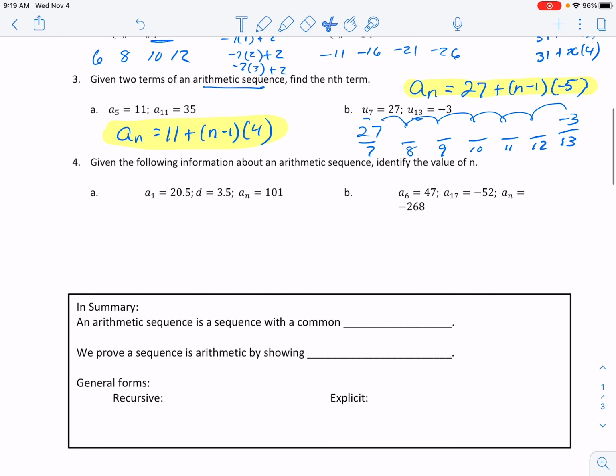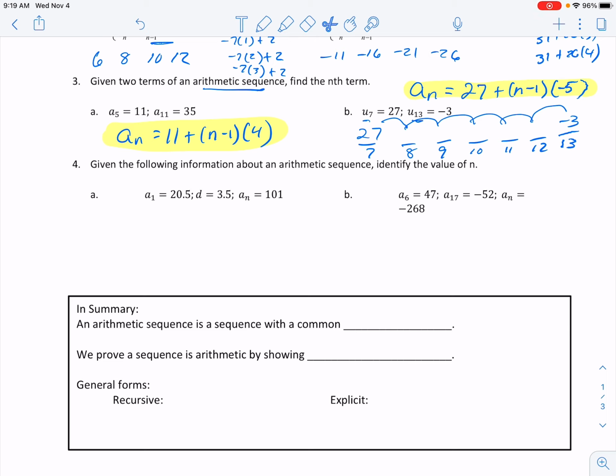All right, given the following information about an arithmetic sequence, identify the value of n. All right, so now what do we do? We know the first term is 20.5. And the formula tells me n minus 1. I don't know n, but we know this is 3.5 equals 101. So 101 minus 20.5 is 80.5.